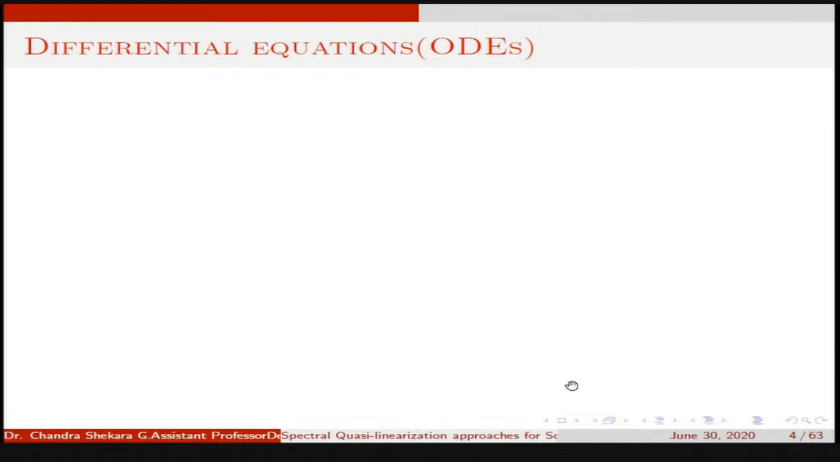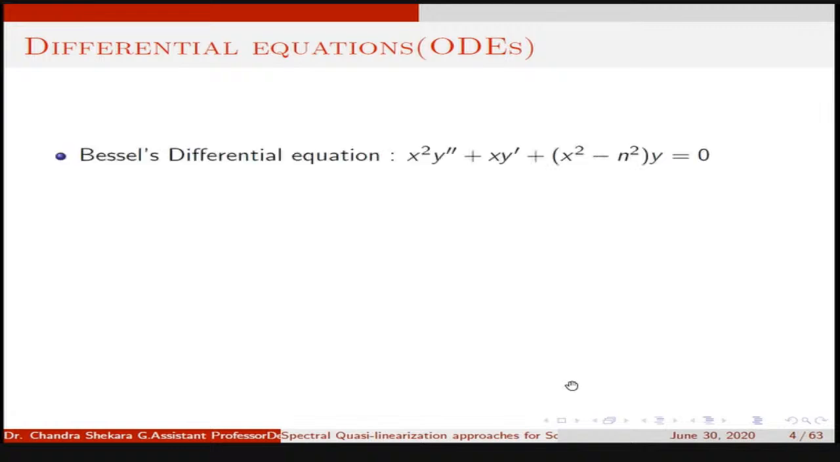While solving the Laplace equation in polar, cylindrical or spherical coordinates, we will get what is called the Bessel differential equation. You can observe that this is a linear differential equation with variable coefficients. So x squared y double dash plus x y dash plus (x squared minus n squared) y equal to 0 is called a Bessel differential equation of order n. This is a linear variable coefficient differential equation, which we can solve by using the series solution technique.